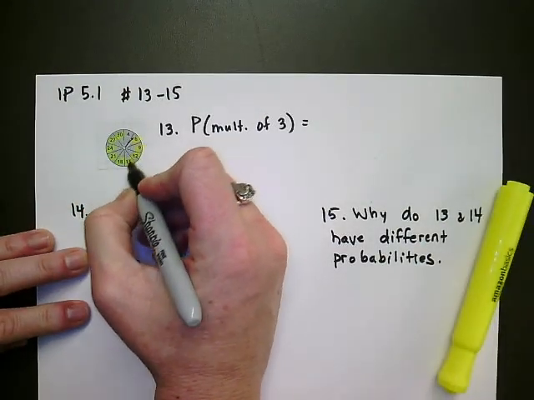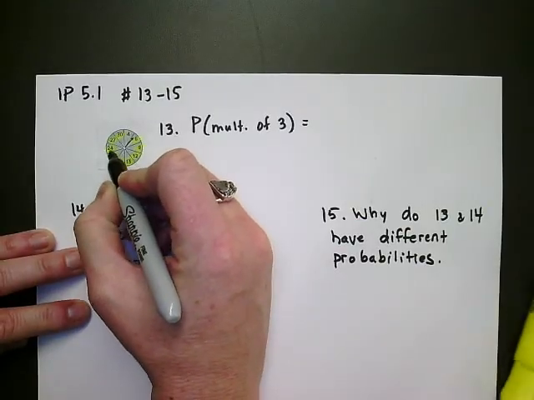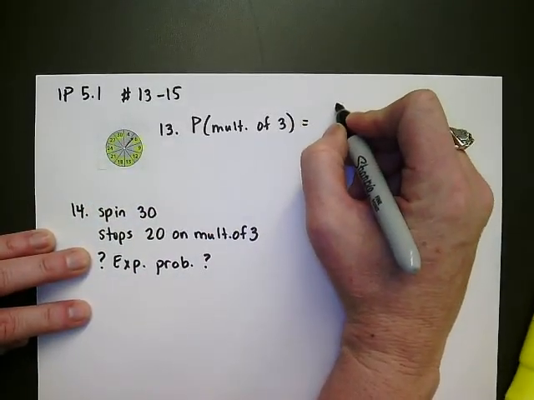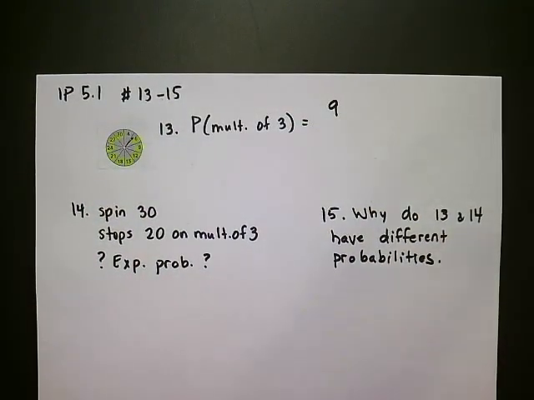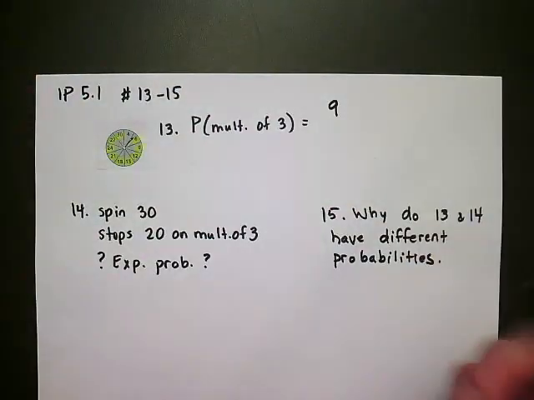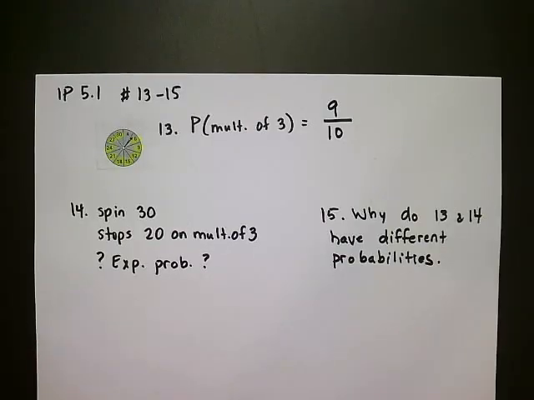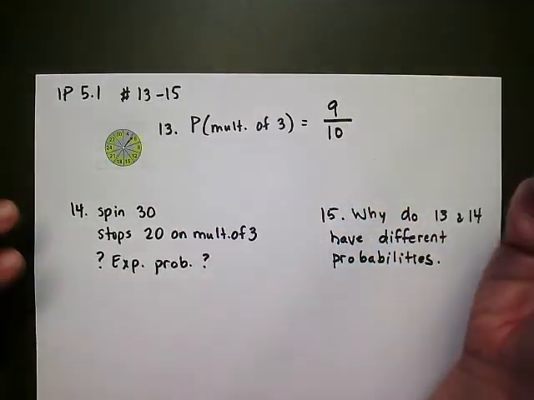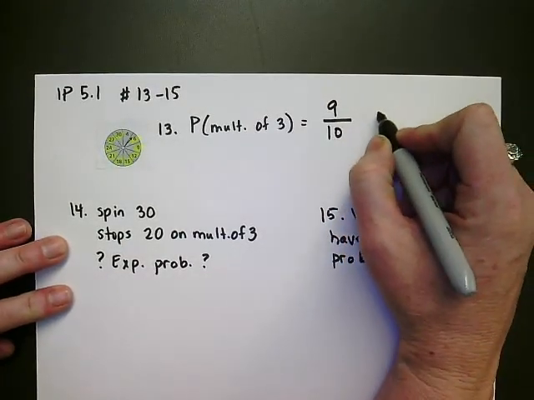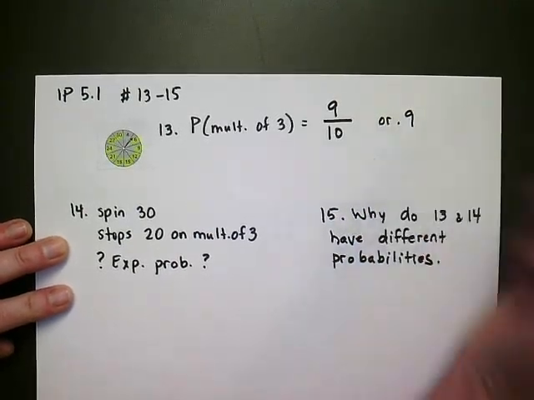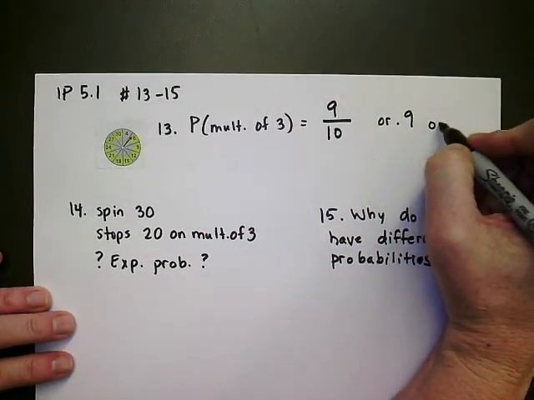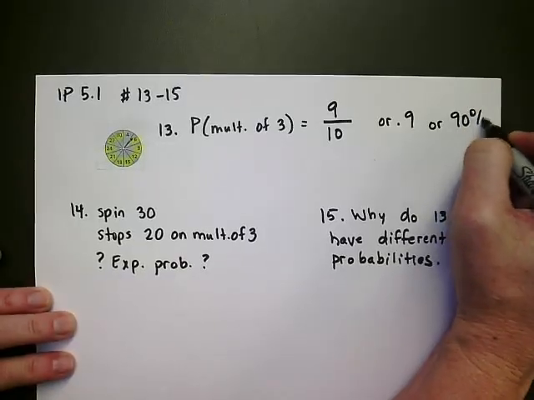It turns out there are 9 desired locations, 9 favorable locations, 9 slices that are a multiple of 3 out of a total of 10. So that's our probability of landing on a multiple of 3, 9 out of 10. And I would leave it like this, but just so you know, this could be written as 0.9, right? That's the decimal. Or you could write it as the percent, 90%.